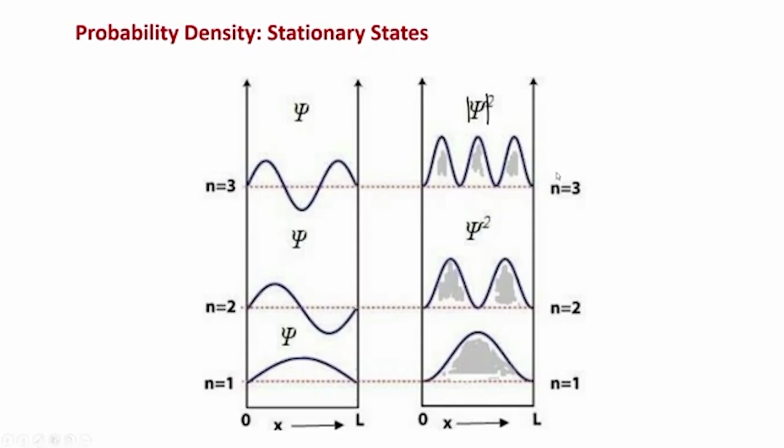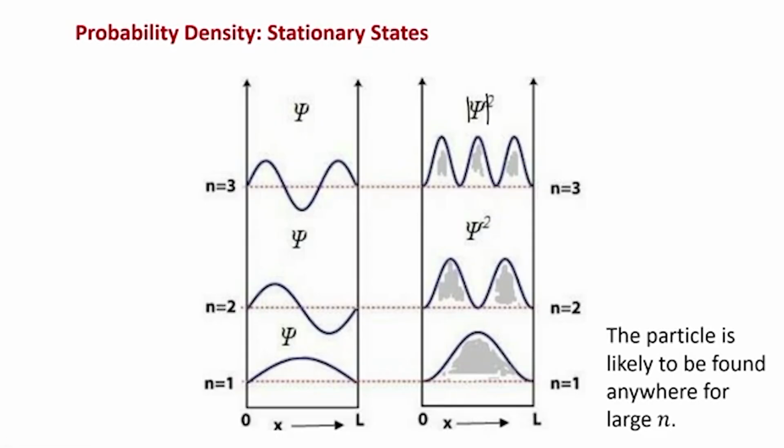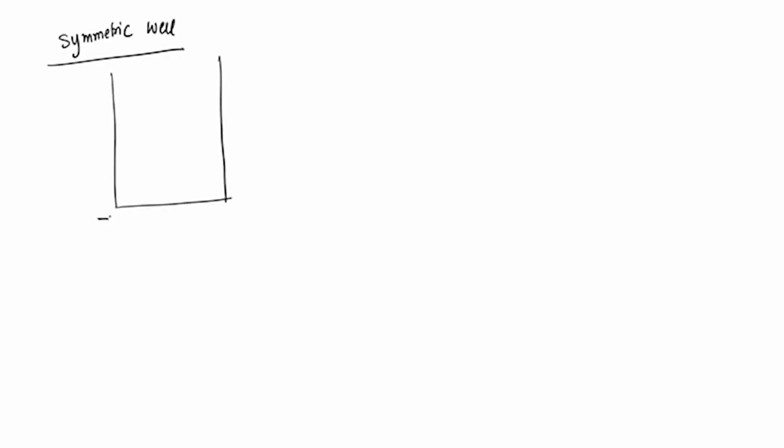All right. So, let me do one more problem. It says that the particle is likely to be found anywhere for large n, and that is the one we have talked about in connection with the correspondence principle. Okay. So, what will happen for the well to be symmetric, which means that the well is not between 0 to L, but it is between minus L by 2 to plus L by 2.